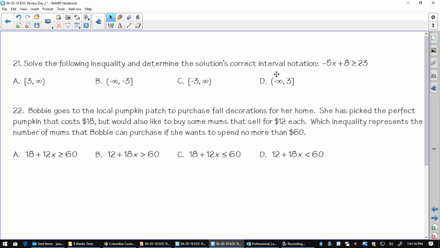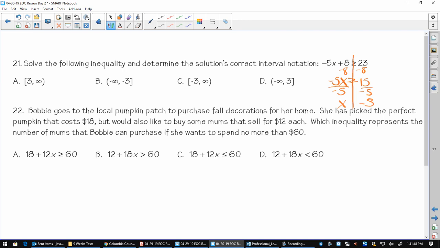So on 21, we have this inequality and we need to match it with the correct answer in interval notation. So first we need to solve the inequality. We're going to solve this just like we would a regular equation, so I'm trying to isolate x. So I would subtract 8 on both sides, bring down negative 5x is greater than or equal to 23 minus 8, which would give me 15. Then I'll divide both sides by negative 5, so I get x, and then on the right side, positive 15 divided by negative 5 is negative 3.